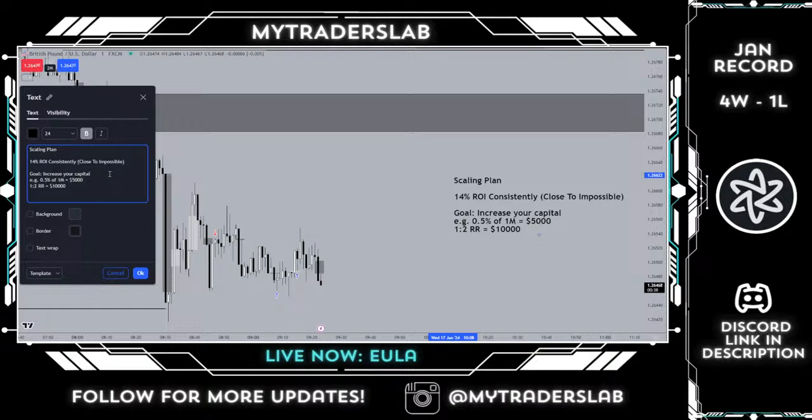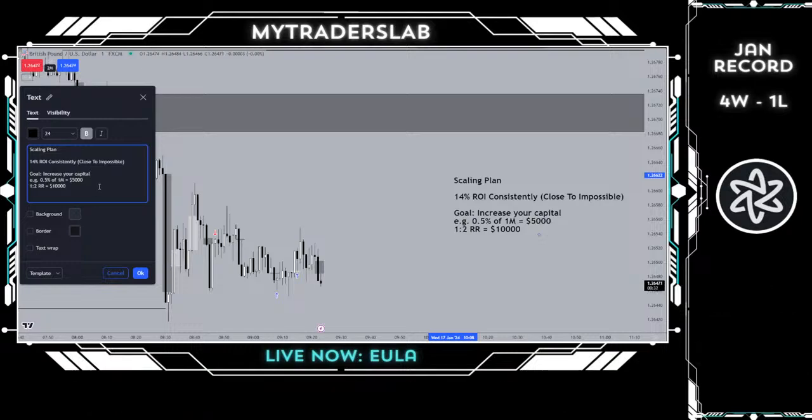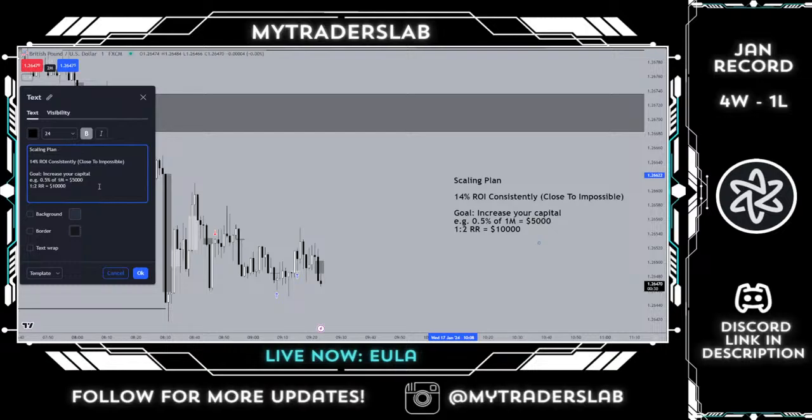So using this idea I have, what I did was I had a scaling plan. A scaling plan means I wanted to increase the number of prop firm accounts I have. I went from a 10k account, I jumped to a 25k account, because the 10k was to build my confidence in trading.